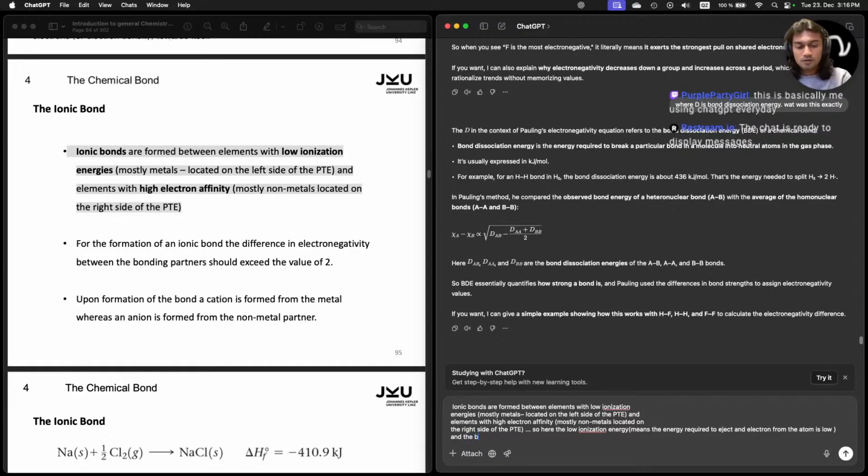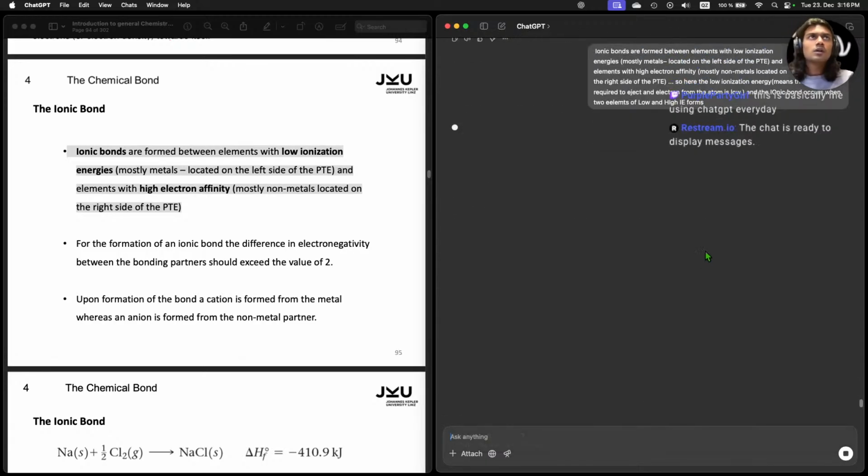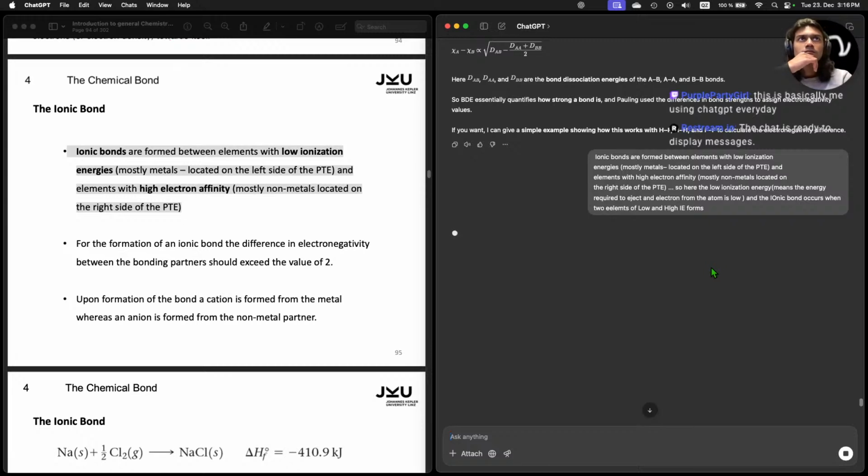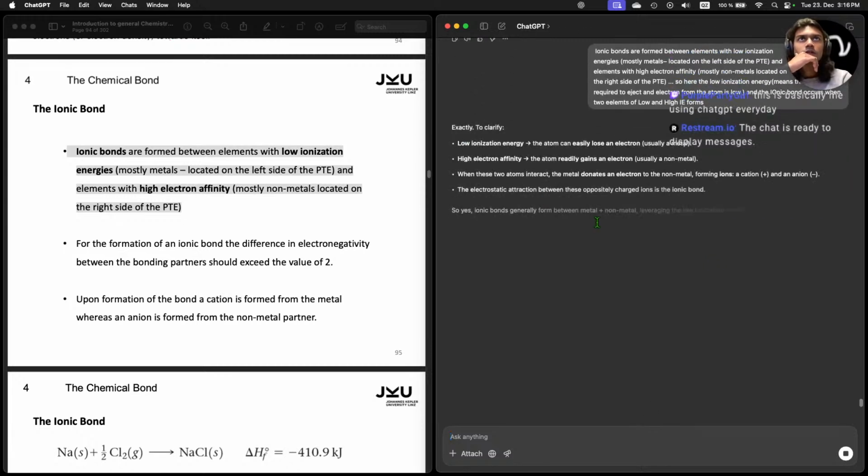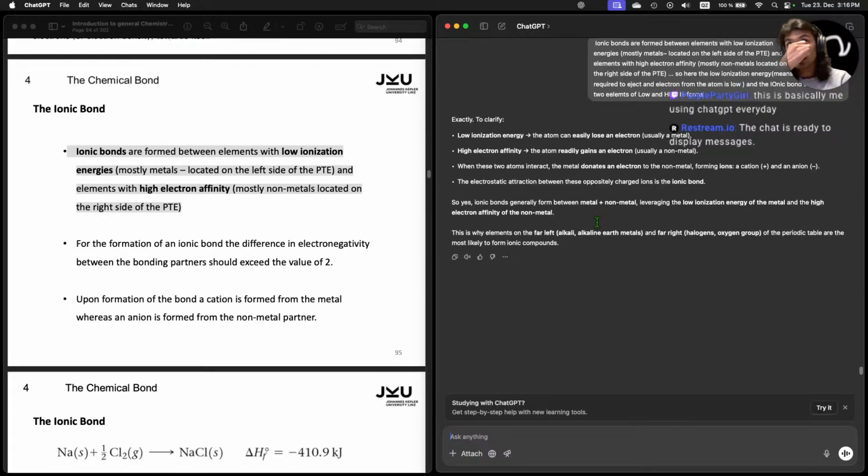The bond occurs when two elements of low and high IE form. Exactly. A low ionization energy atom can easily lose an electron, usually a metal.